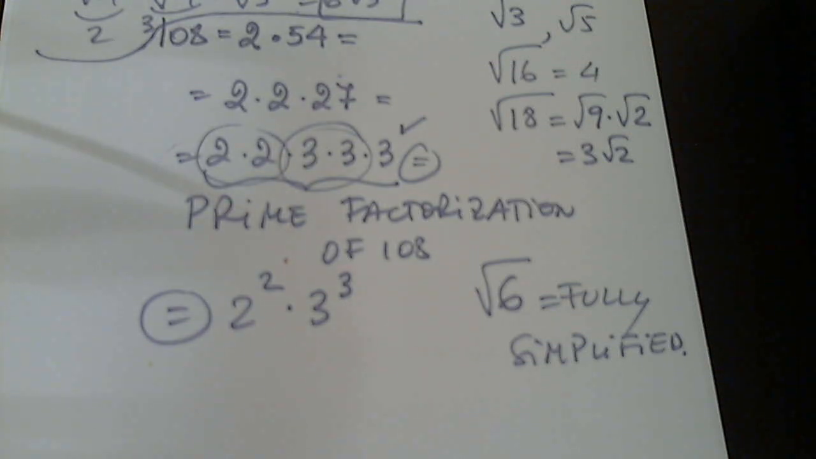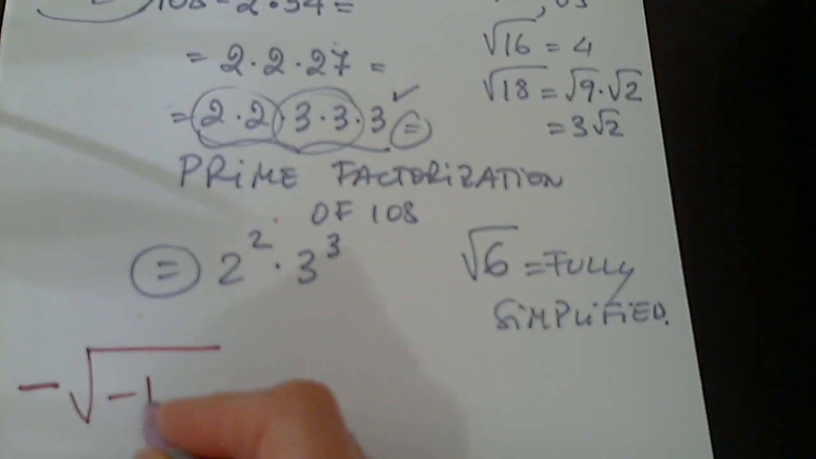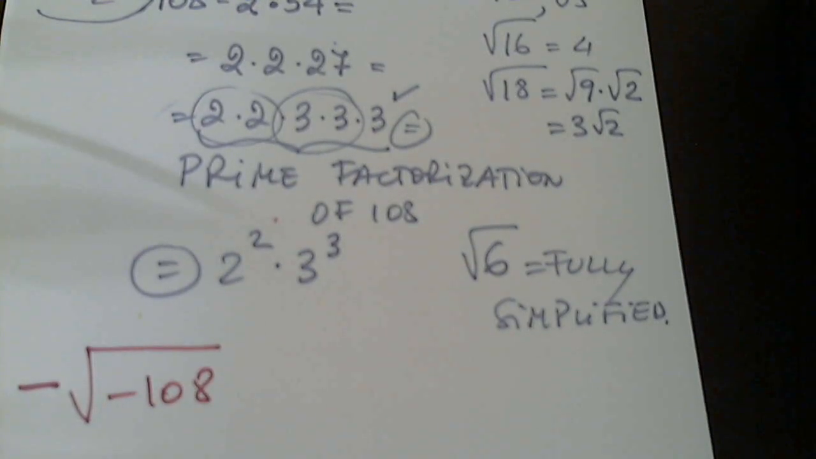108. But now this is different. There is a minus outside, the square root of negative 108. We know this is, or it is not, a real number. Careful. The square root of negative 108.